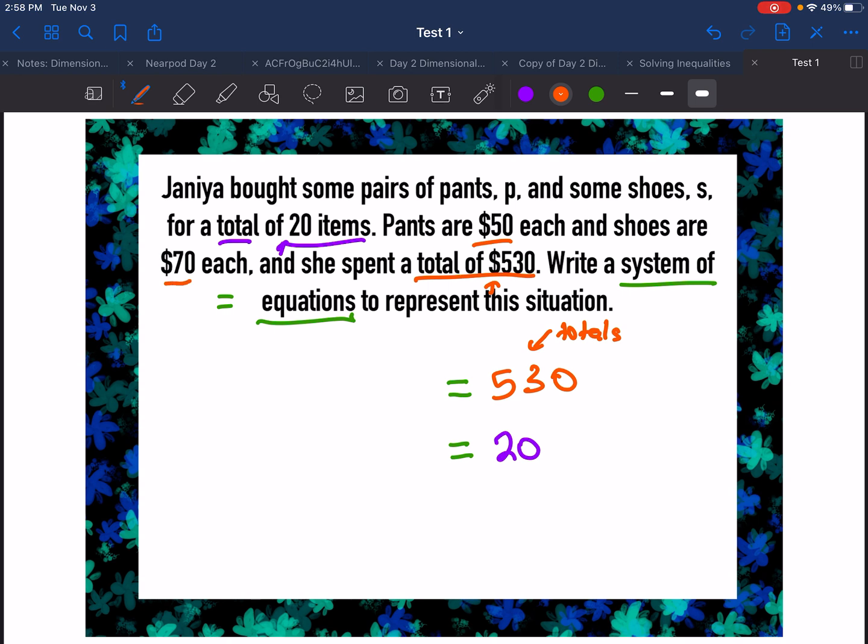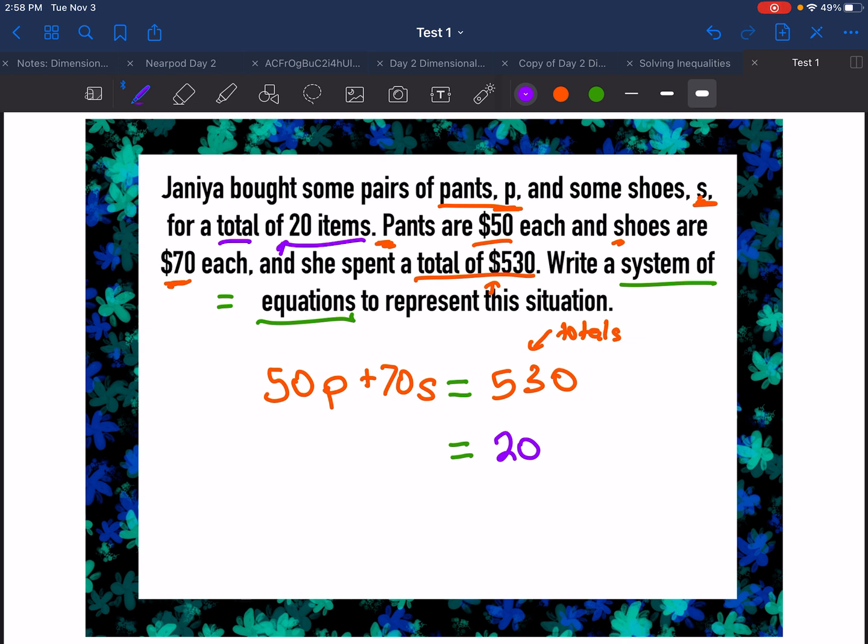So I look and see that pants are $50, and pants goes with P. So I'm just going to put 50P plus, and I see that shoes, S, are 70, so 70S. There's my first equation. Now my second one, I am actually totally out of numbers.